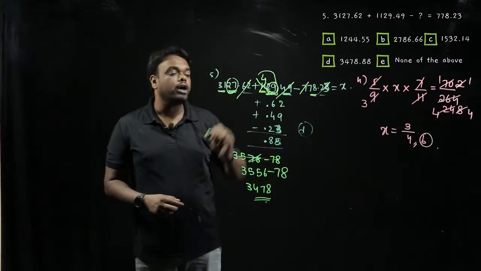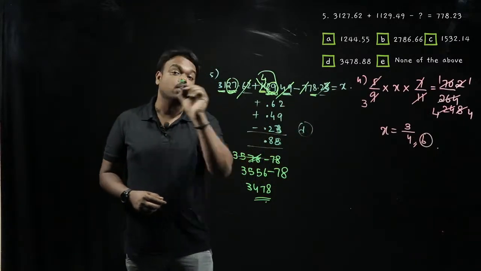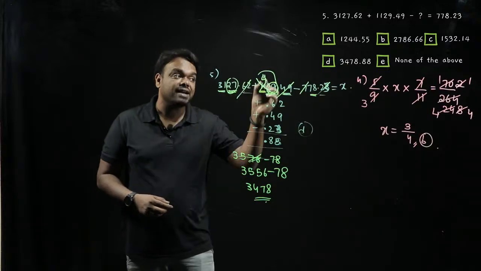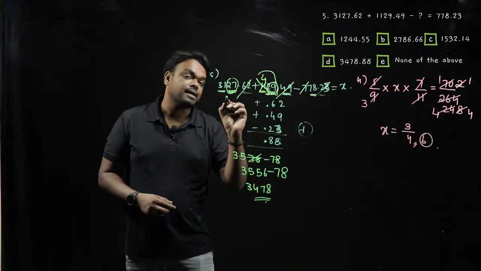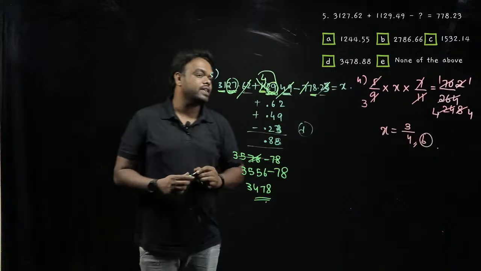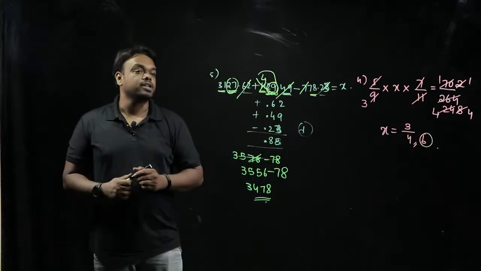If you want, you can deal with only decimal part or only integer part, but do not add the complete numbers or subtract the complete numbers. Okay? Let us continue with the next question. Question number 6, please. What is it?